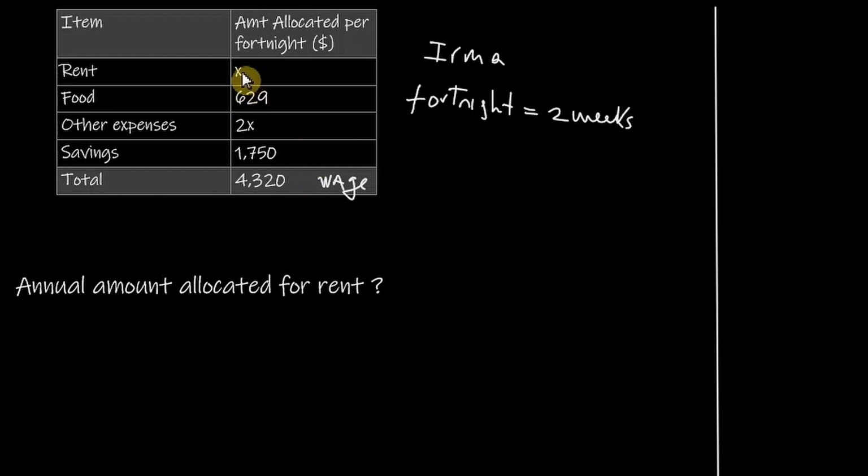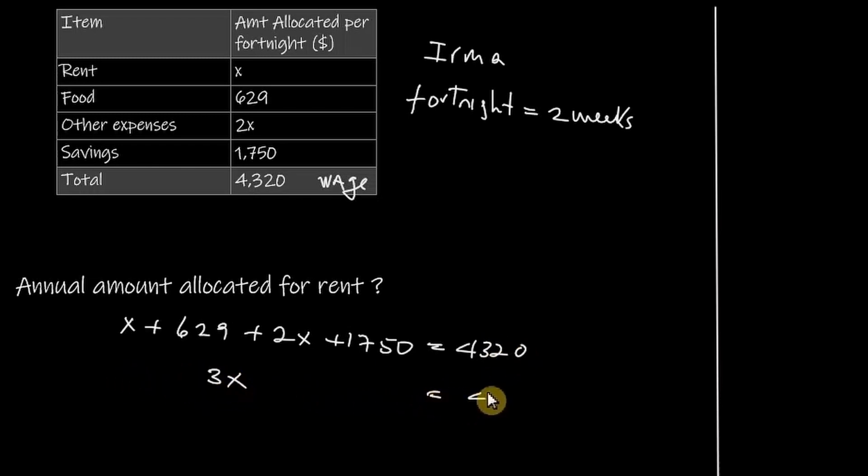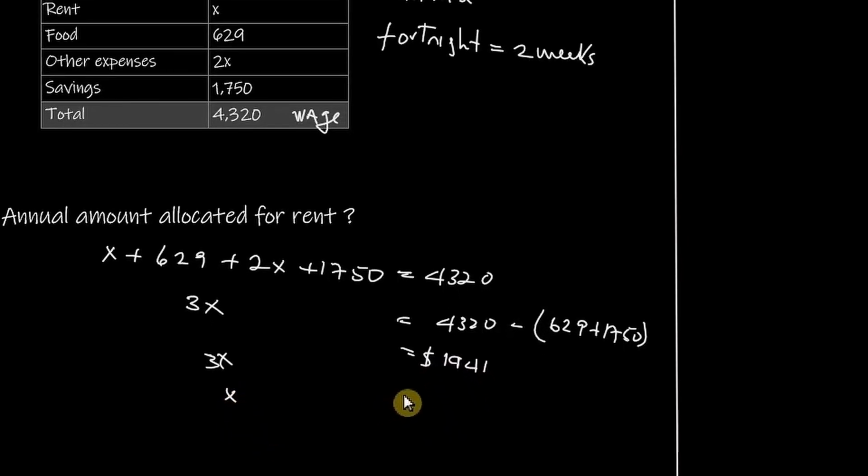So if you notice, rent is given as an unknown X, so we can calculate that. So we can write then that X plus 629 plus 2X plus 1750, that should add to 4320, giving 3X then is equal to 4320, and we'll subtract both 629 and 1750. So let's write that here. And that will give us 3x is equal to $1,941. And therefore, x is equal to $647 each fortnight. And this is the amount she allocates for rent every 2 weeks.